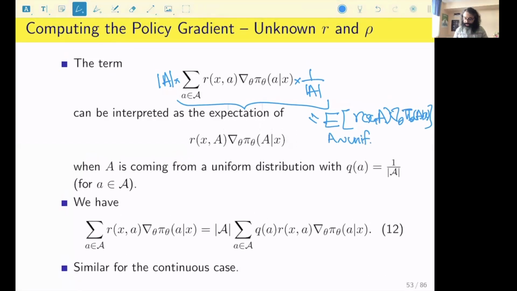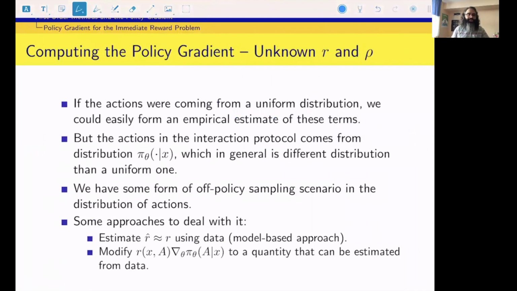And we have a similar thing for the continuous case. So this is basically showing that the integral or the summation that we want to calculate is as if we have a random variable R of x and a times the gradient of pi, but with actions coming from a uniform distribution. The issue here is that the data that we have is not actually coming from a uniform distribution, but is coming from a policy pi theta, which may be different from a uniform distribution. So if the actions were coming from a uniform distribution, we could easily form an empirical estimate of these terms. But they are not; they are coming from another distribution, which in general is different from the uniform one, because the parameter theta is changing.